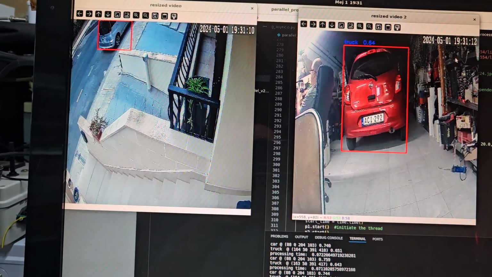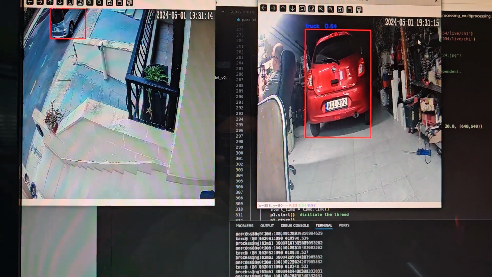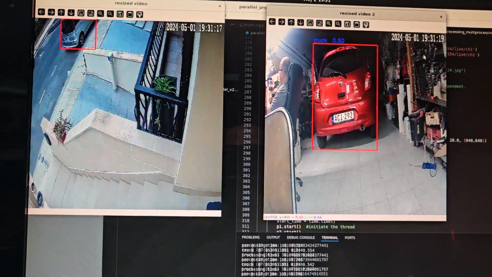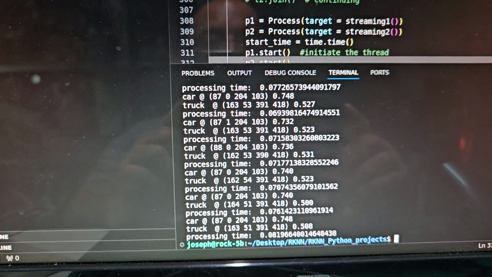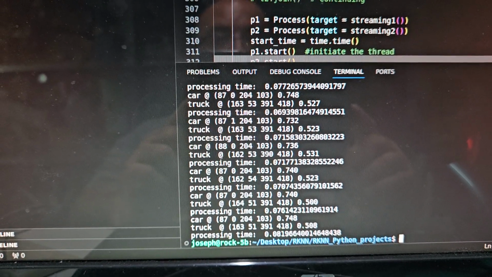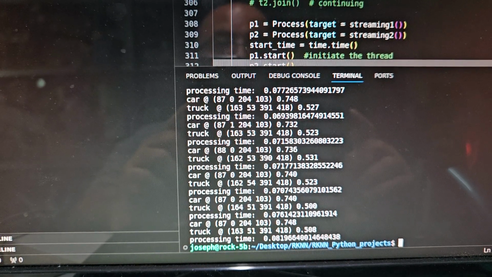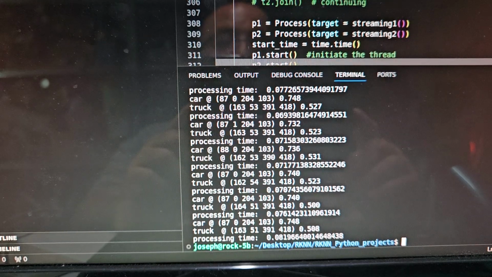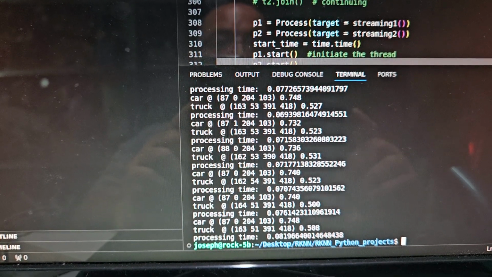YOLO V8 is also enabled, and there is the neural processing unit enabled as well. I'm going to stop it now, and there we'll see the execution time for each. For 2 frames with YOLO V8 and the NPU enabled, it took around 77 milliseconds, between 70 and 77 milliseconds.